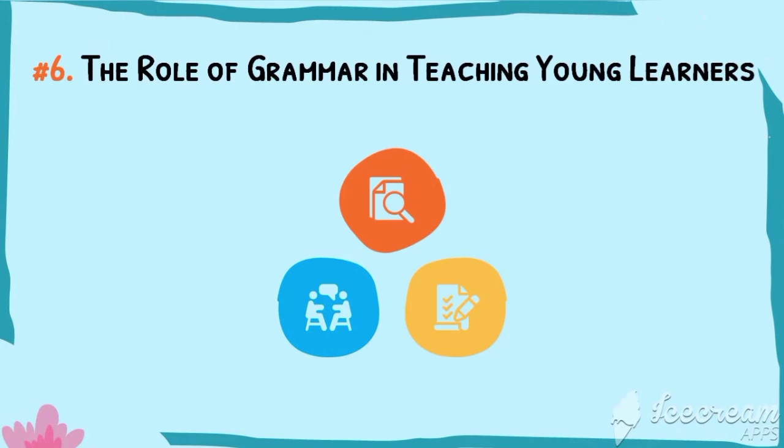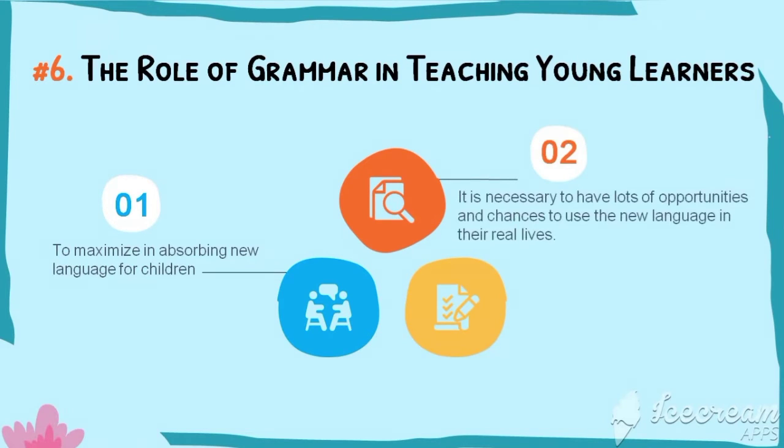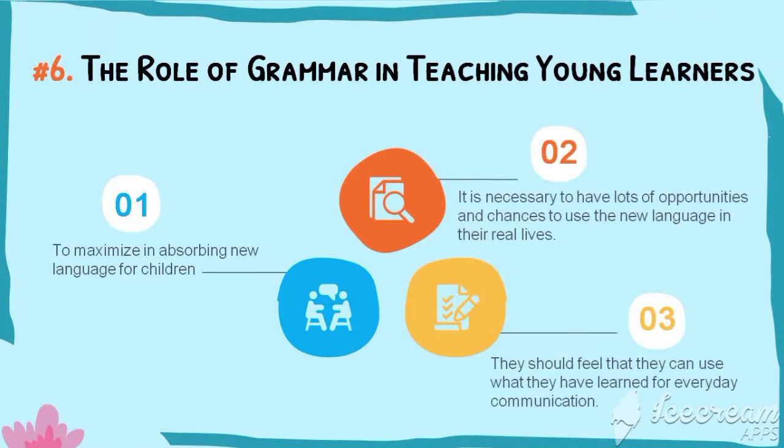Next, the role of grammar in teaching young learners. Young children are wonderful at absorbing new language. Therefore, the role of grammar is to maximize absorbing new language for children. And also, it is necessary to have lots of opportunities and chances to use the new language in their real life. And the last one is they should feel that they can use what they have learned for everyday communication.